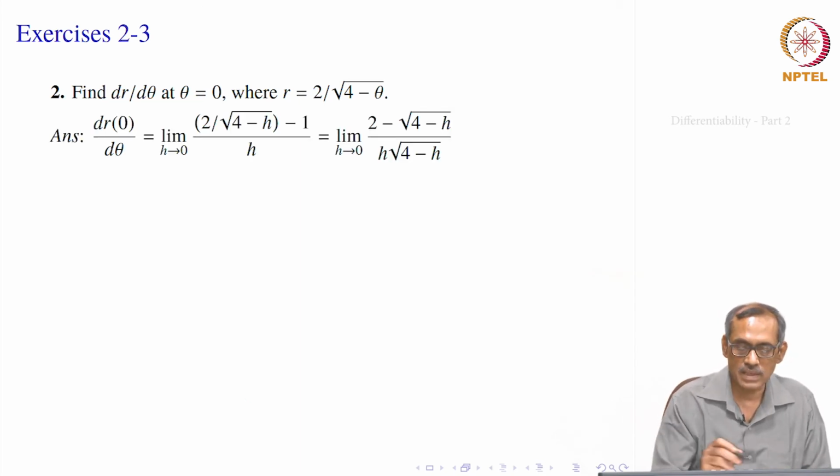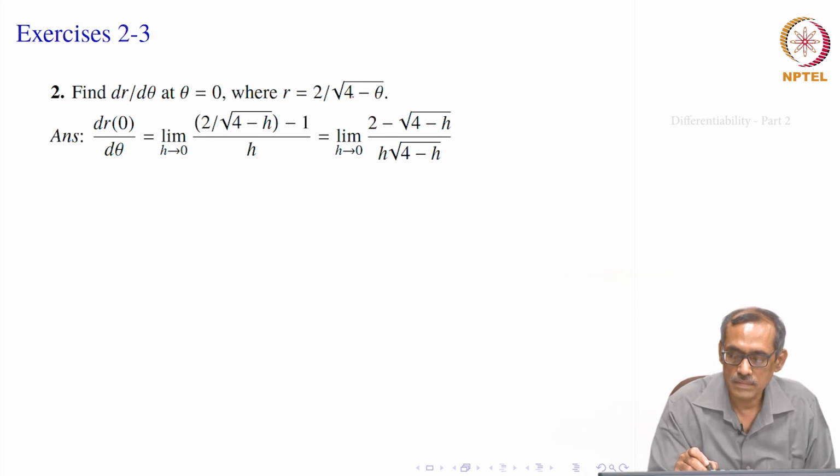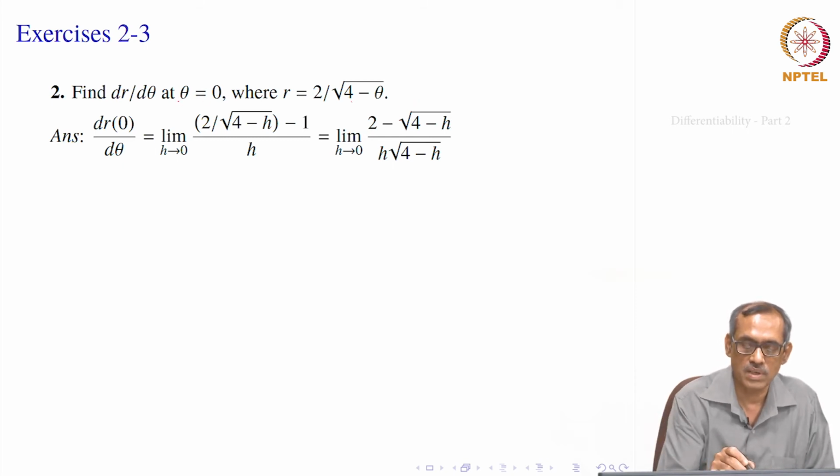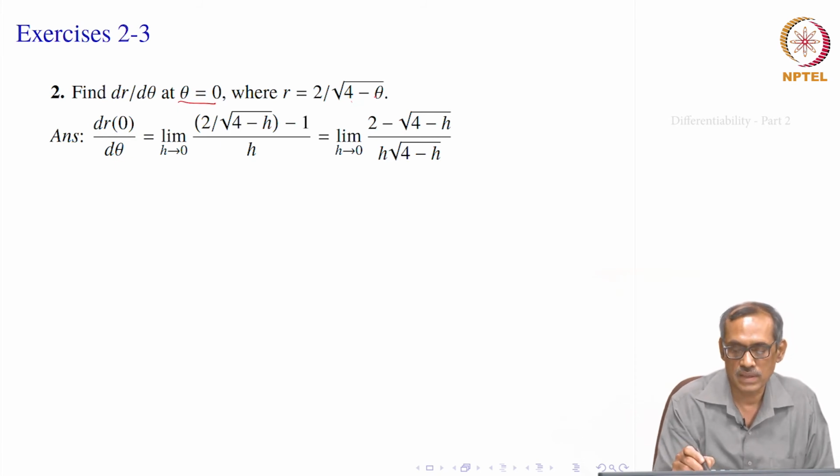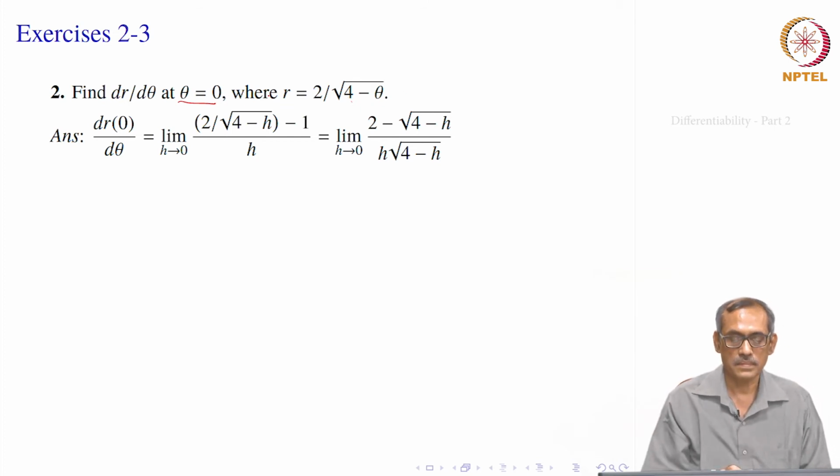So, first thing is where it is not defined. It is square root of 4 minus theta, so at theta equal to 4 it is not defined, and when it is negative also it is not defined, that is, when 4 is smaller than theta. For everything else it is defined. But we are concerned about theta equal to 0, so we are safe in that sense. We can always have a neighborhood around 0 which is inside the domain.